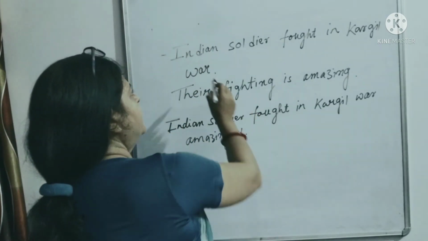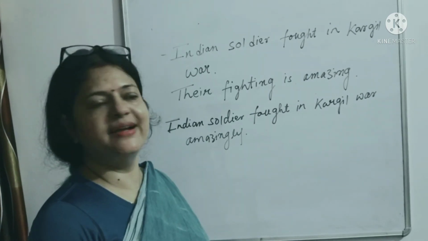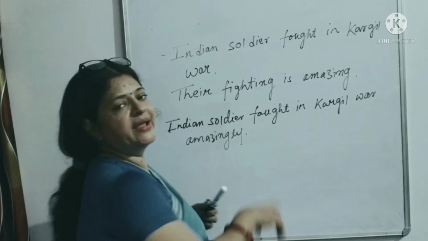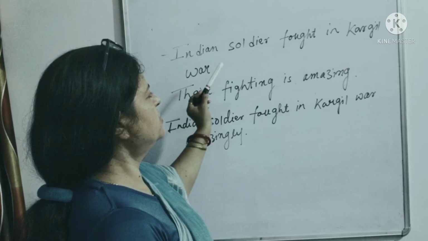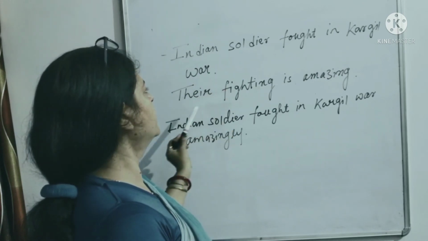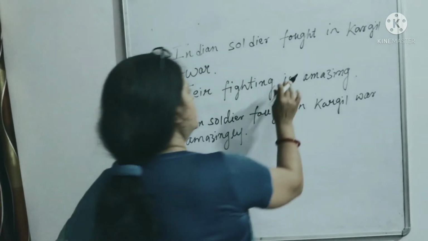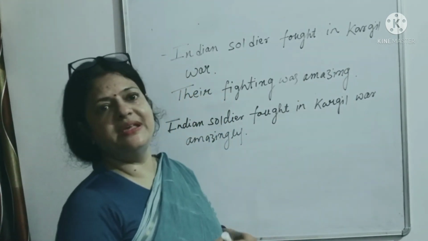Take an example: I will show you that Indian soldier fought in Kargil war. This is the first sentence. Second sentence: Their fighting is amazing. Indian soldier fought in Kargil war. Their fighting was amazing. So here, instead of is, we'll write was.